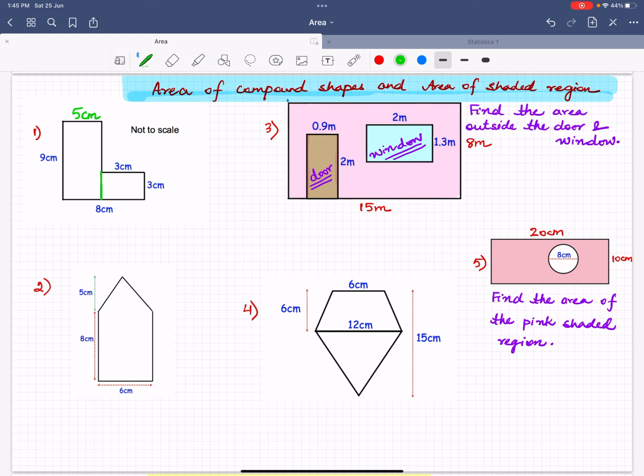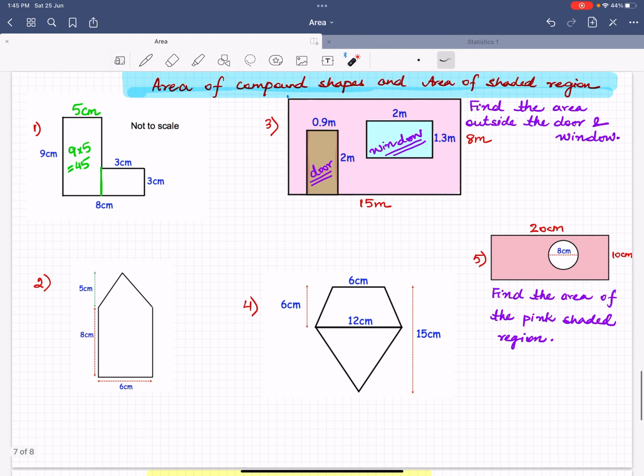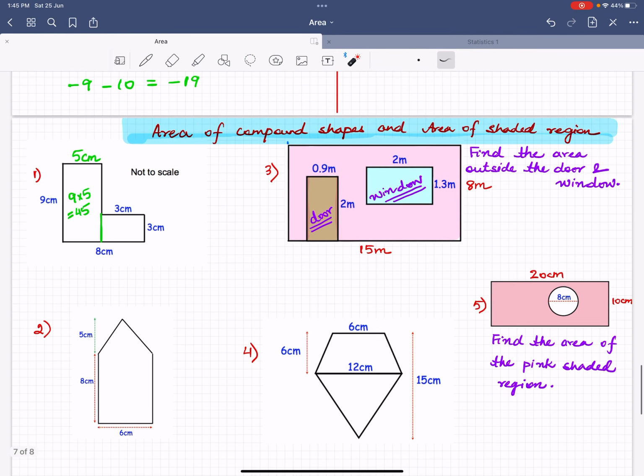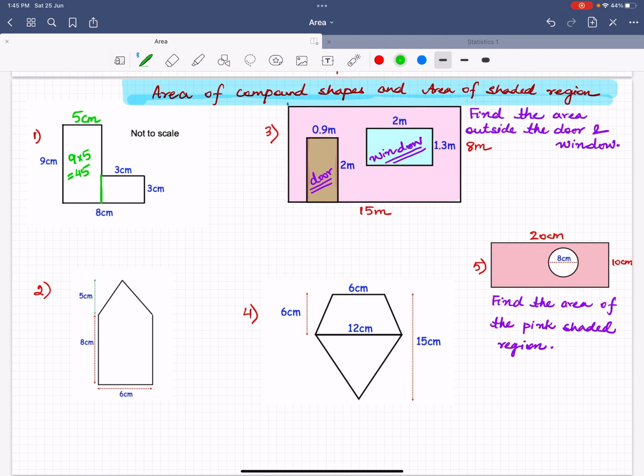Now we can find the area of both rectangles. Area of the vertical rectangle is 9 into 5, which is equal to 45 square centimeters. And area of the other rectangle is 3 times 3, which is equal to 9 square centimeters. So 3 times 3 is 9. All we need to do is to add up the area of both these parts. So we have 45 plus 9, and that equals 54 square centimeters.